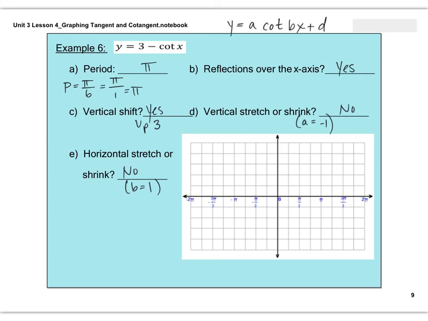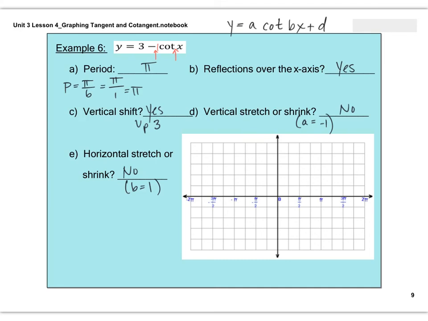So let's talk about what we found here. We found the period by doing the normal period, which is pi, and dividing by b. Now the b is right in front of the x, which in this case is a 1. So pi divided by 1 was pi. So the period is still the same. Does it reflect over the x-axis? Well, you have to look at the a. The a right here is -1. The negative means yes, it will reflect over the x-axis.